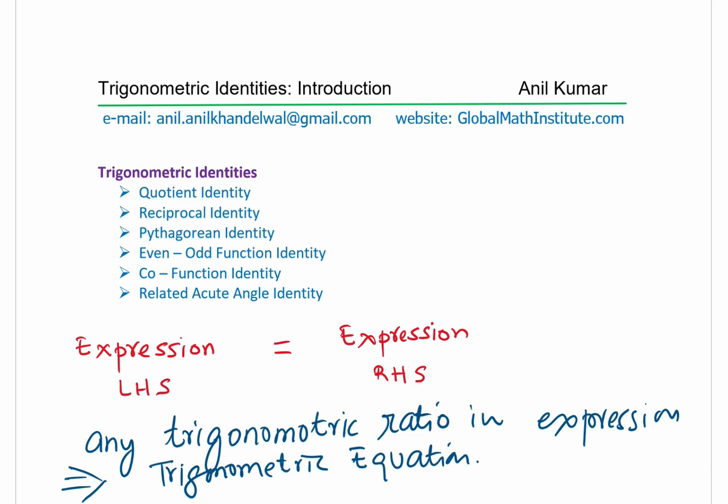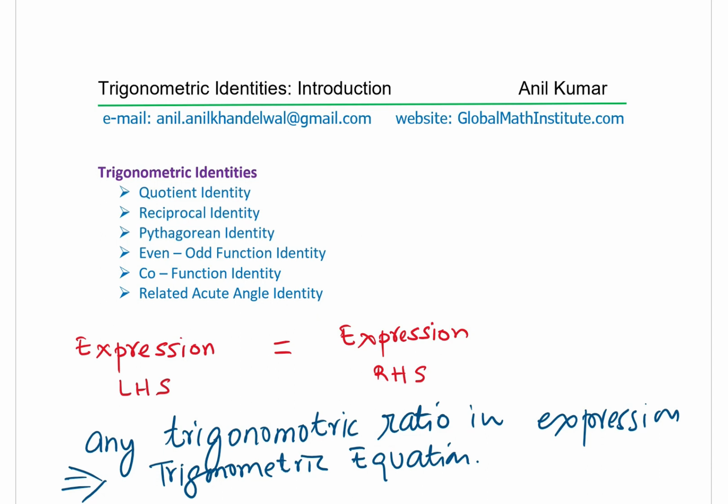Now in this video, we'll look into these different kinds of trigonometric identities: quotient identity, reciprocal identity, Pythagorean identity, even and odd function identity, co-function identity, and related acute angle identity. I'll also provide proof of these identities in this video.